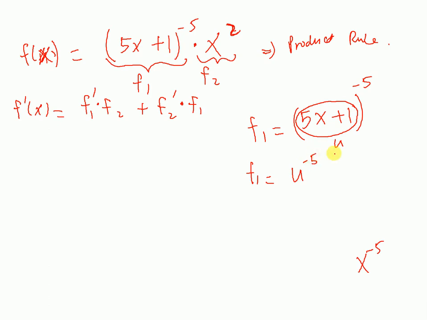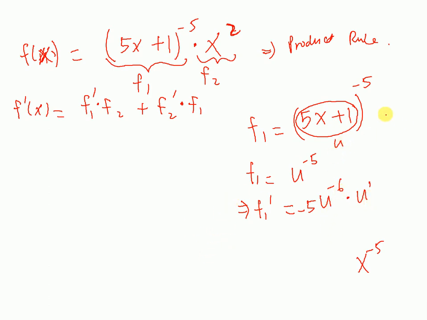Make sense? Yes. Now from here we can use the chain rule, right? But first apply the power rule. If I take f1 prime, I can bring down the minus 5, subtract 1 from the exponent, so minus 5 minus 1 gives me minus 6. But because we borrowed u, you have to multiply by u prime, right? The derivative of u.